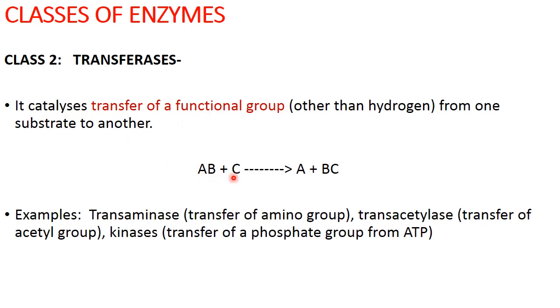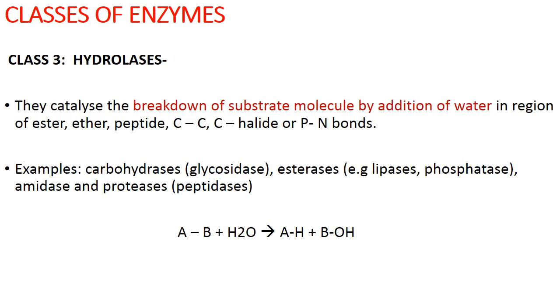So AB plus C, that means A will get transferred to C, so A plus BC. Examples, like transaminases. What is going to transfer? The amino group from one substrate to another substrate. What will transacetylase transfer? Acetyl group. Kinases, what's going to transfer? A phosphate group from the ATP. So these are some examples of transferases.